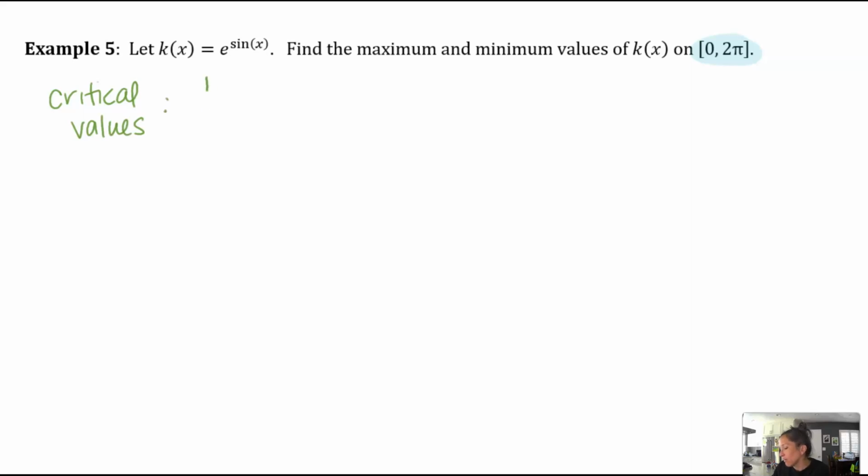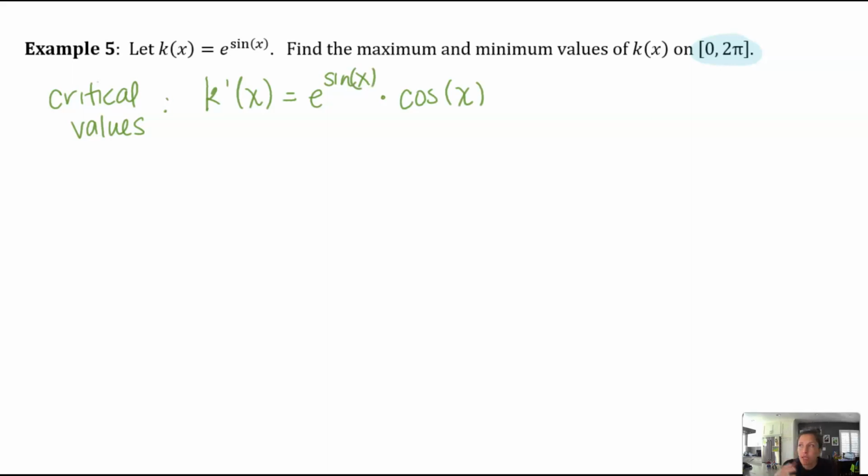Critical values, we need to find our first derivative. So here's our chain rule. e to the sine x is the derivative of e to the sine x at the beginning, right? That's the derivative of the first. Derivative of e to the x is e to the x. Leave the inside the same. Times the derivative of our inside function, which is that cosine of x. Here, I'll be good and use some parentheses around my arguments.